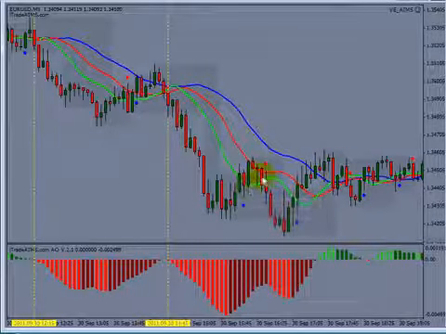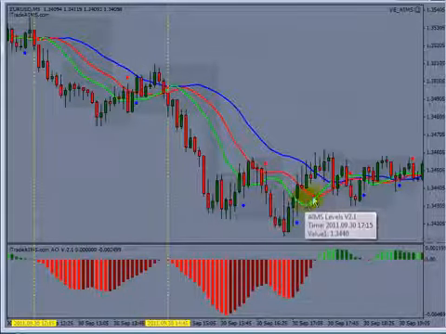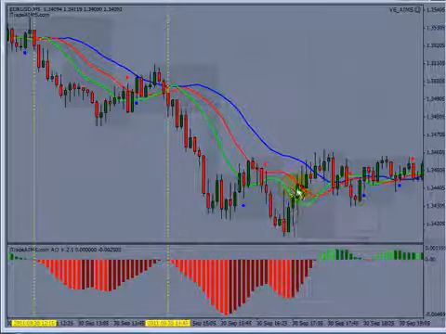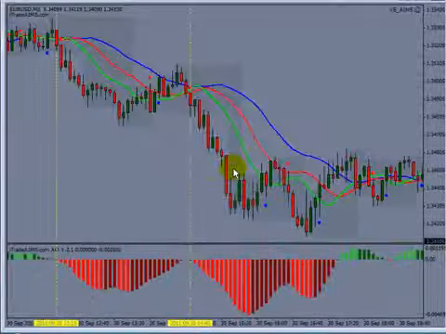And when it starts closing down, keep looking at these things, and this green crosses the red, and the AO is turning around with it, you know that the impulse wave is finishing.